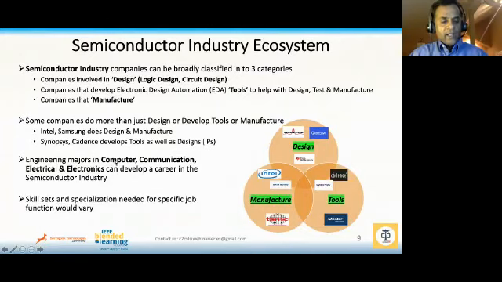In general, if you have an engineering major in computer science, communications, electrical, or electronics, you can develop a career in the semiconductor industry. Whether you want to be a design engineer, a tool development engineer, or whether you want to participate in the manufacturing process, the skill sets and the specialization needed would vary. Over the next few slides, we will discuss what kind of skill set, what kind of job description is in each of these.